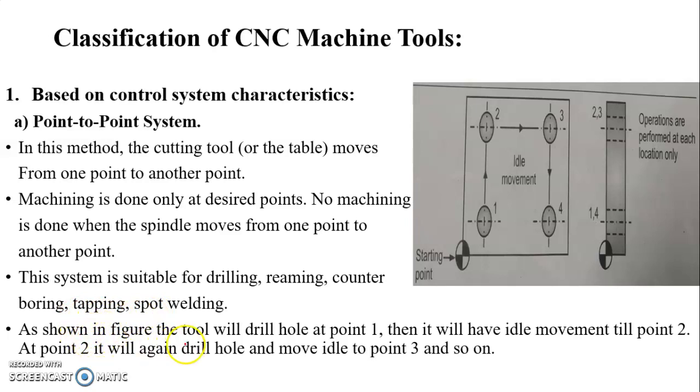As shown in the figure, the tool will drill a hole at point 1, then it will have an idle movement up to point 2. At point 2, it will again drill a hole and move idle to point 3, and again move idle to point 4. In this way, the tool can move from point to point. So this is the point to point system.